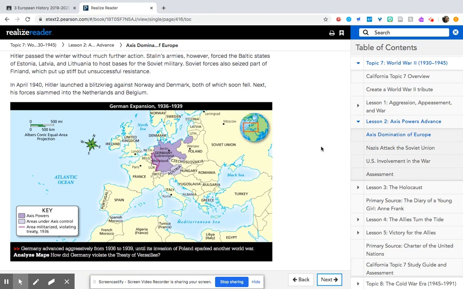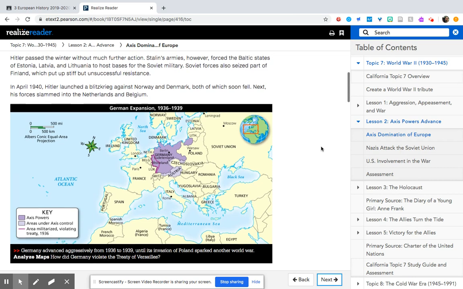I'll show you this image real quick. So on the following page, you'll get a chance to really compare these two maps. So I just want you to take note of 1936 to 1939. What we see currently under Axis powers control isn't very much, but keep in mind this will drastically change by the time we get to the next page, okay? So at this point, it's just Austria under Germany's control, all right?